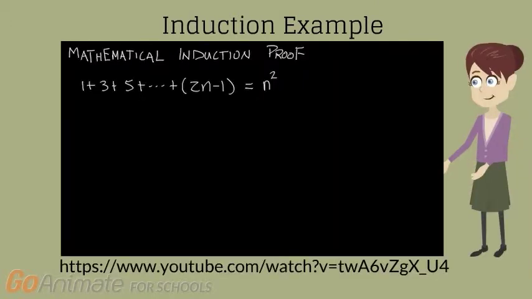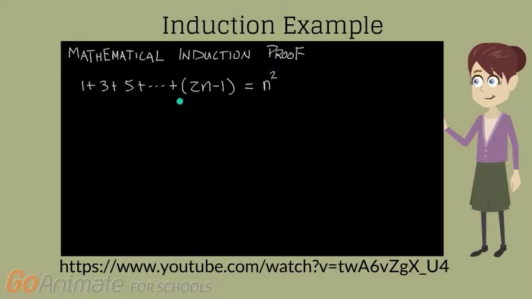Hey everybody, this is Paul. In this tutorial I'm going to be doing a proof by mathematical induction. I'm going to prove that 1 plus 3 plus 5 plus all the way up to some 2n minus 1 term, all of that is equal to whatever that n was, squared. So what exactly does this notation mean on the left hand side?